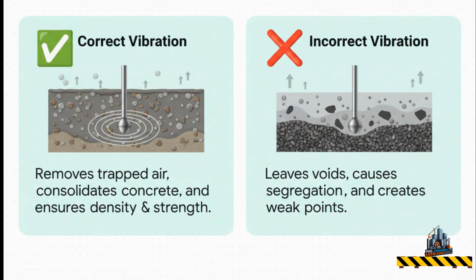Let's take vibration, for example. It's the perfect showcase of how important technique is. When you do it right, it's magical. It consolidates the concrete, gets rid of trapped air, and makes it super strong. But if you do it too much, or maybe not enough, you can actually cause the very problems you're trying to fix, like segregation. It's a total double-edged sword.